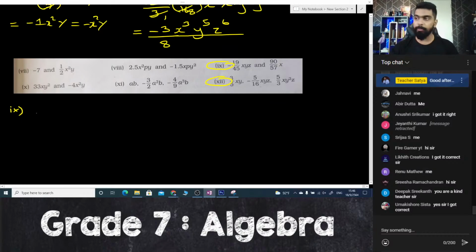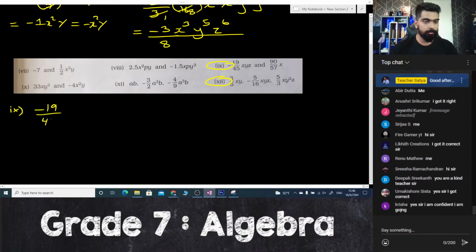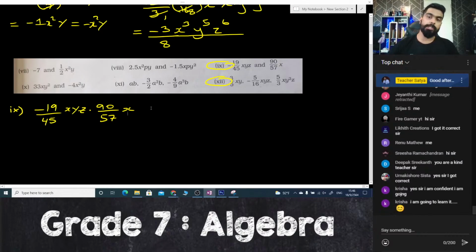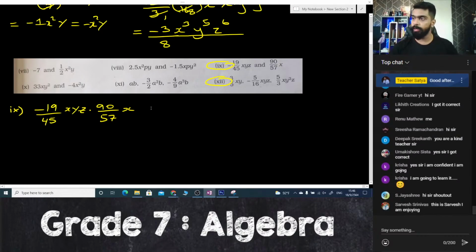All right, let me write the question down, okay? So we have negative 19 over 45 xyz multiplied with 90 over 57 x, right? 90 over 57 x. Okay. So in this question, guys, we will only do question 9 and question 12. All right.